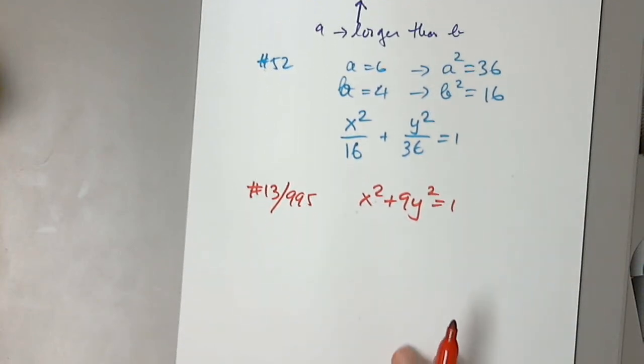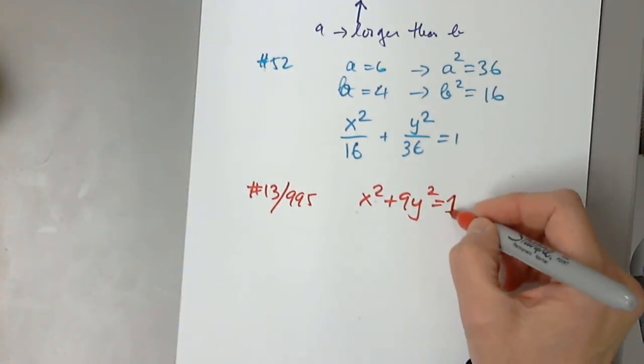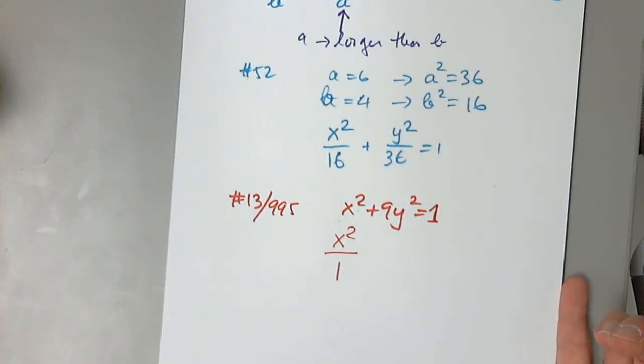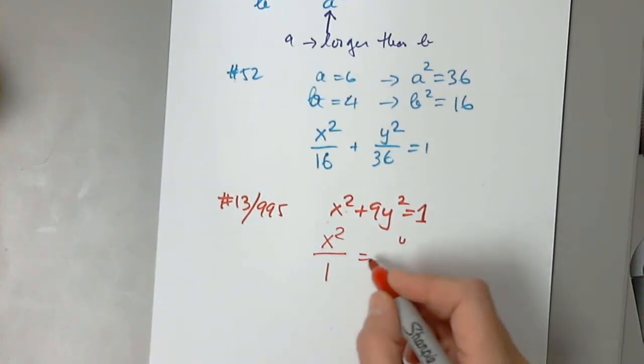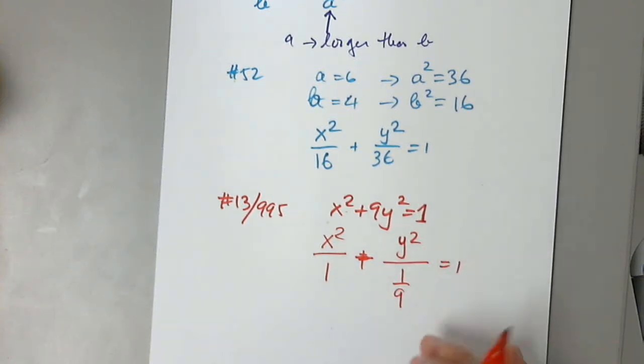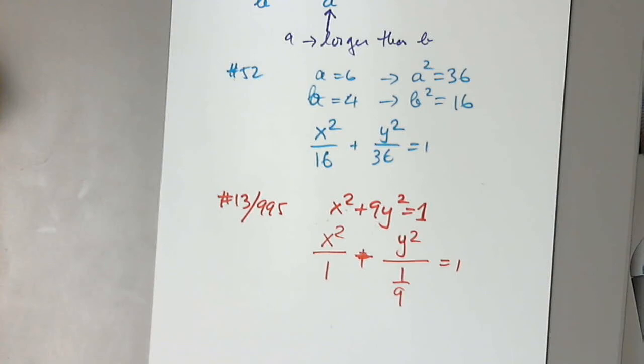Okay. As long as I have 1 on the right-hand side, you see there is nothing under x squared, but nothing we mean 1, and plus, this has to be changed into 1 over 9. So the standard equation of an ellipse centered at the origin has to have 1x, 1y, and 1 on the other side. It has to have plus. If it doesn't have plus, it's not an ellipse.